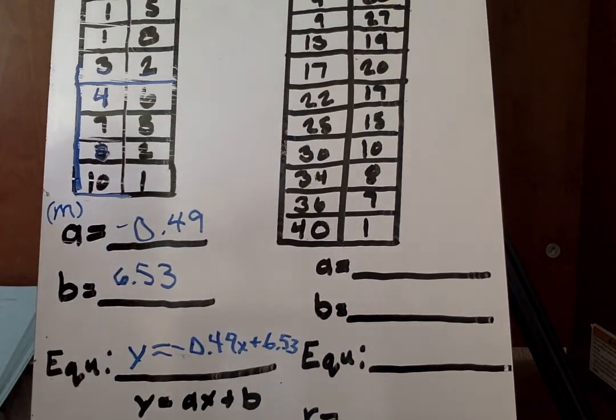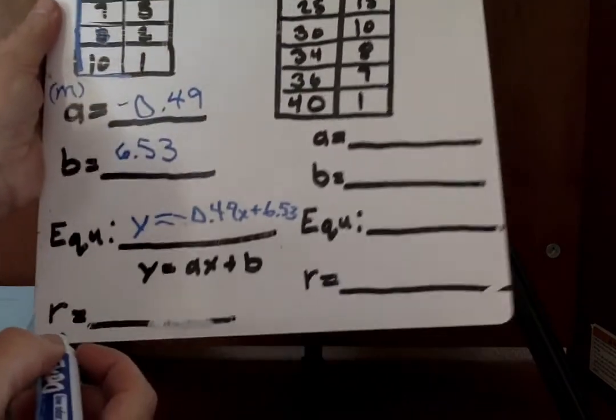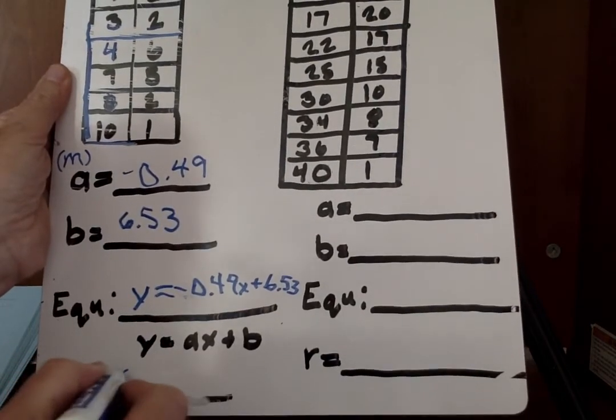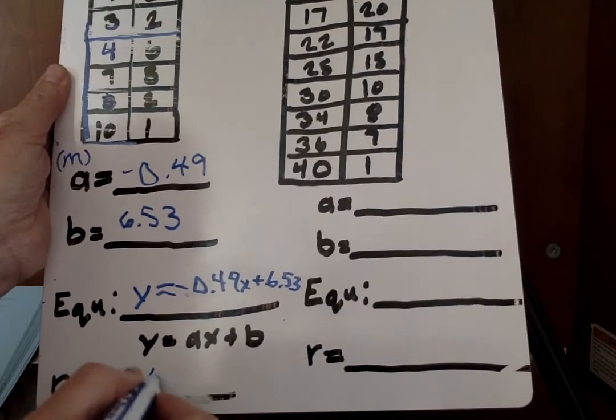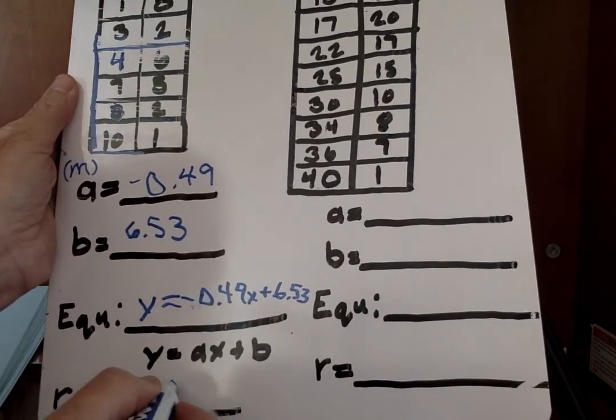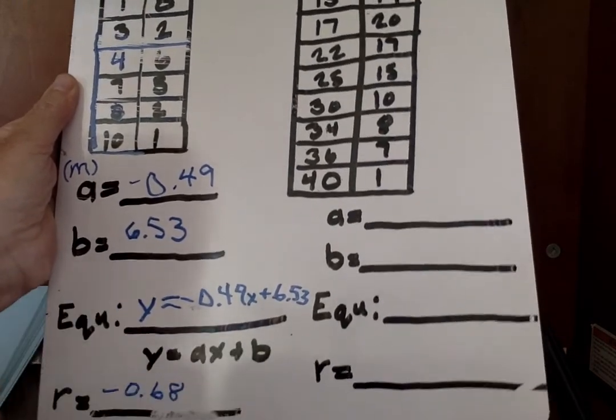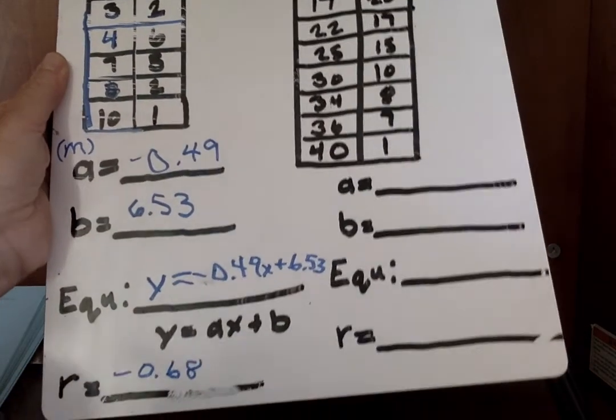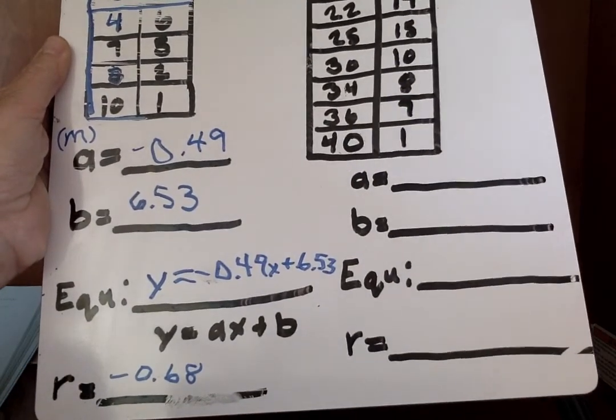I will give this right here for R on this particular equation: it is negative 0.86, okay? You can get the rest of this, students. You rock.